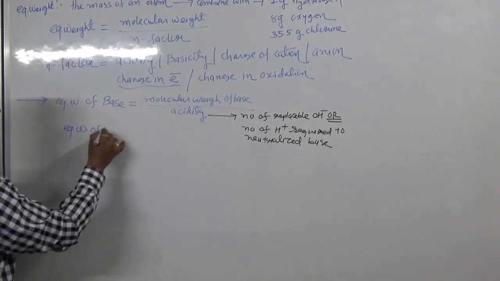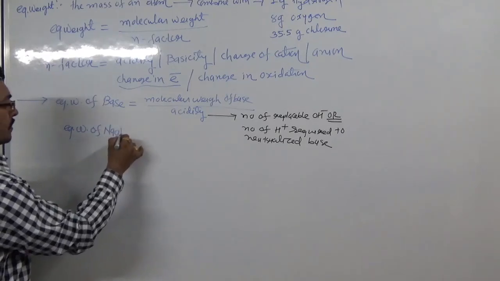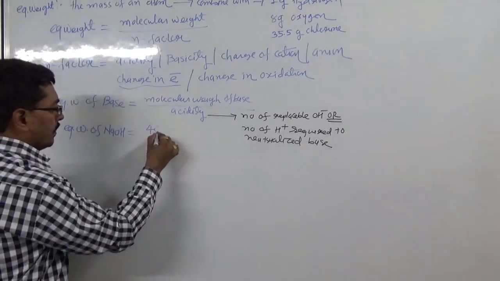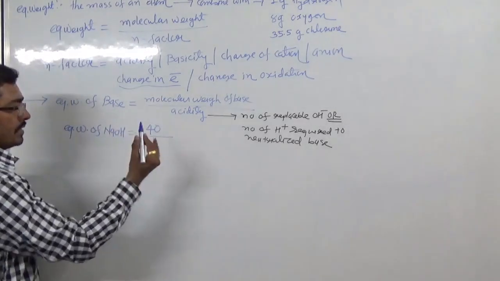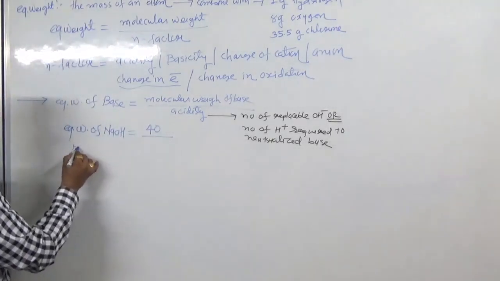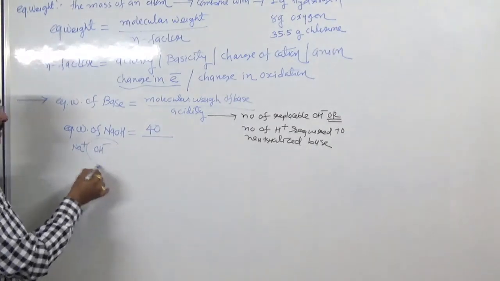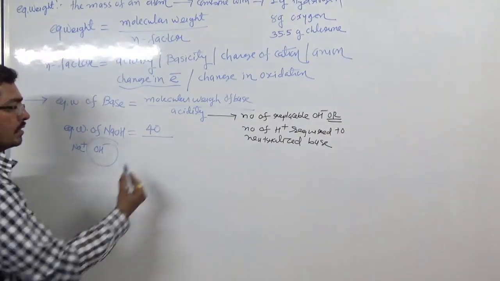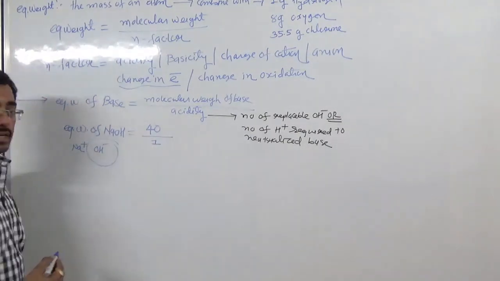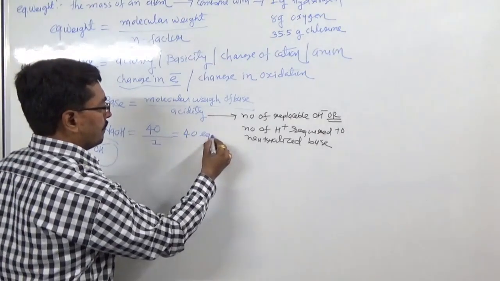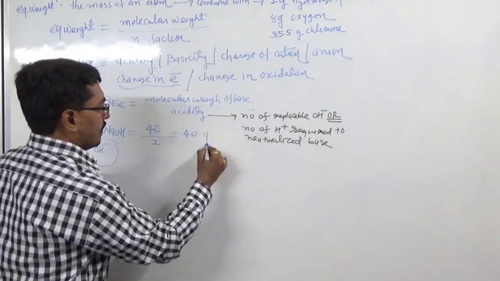Suppose we take the example of NaOH. We want to find the equivalent weight of sodium hydroxide. The molecular weight of sodium hydroxide is 40. NaOH gives two types of ions, Na+ and OH-, so the replaceable hydroxyl ion is just 1. So we will divide by 1. Acidity will be 1.